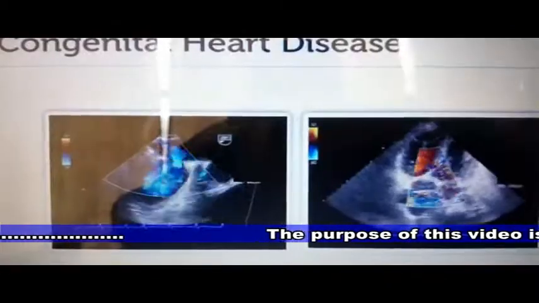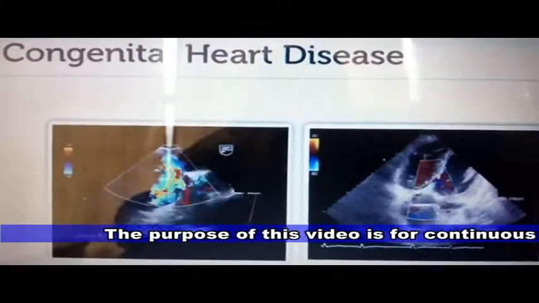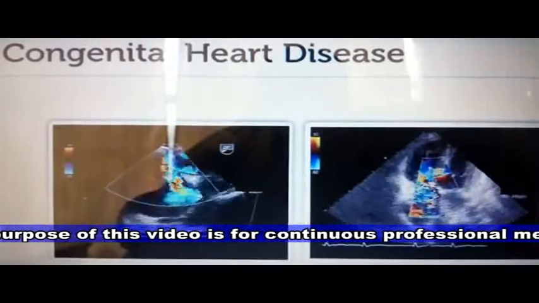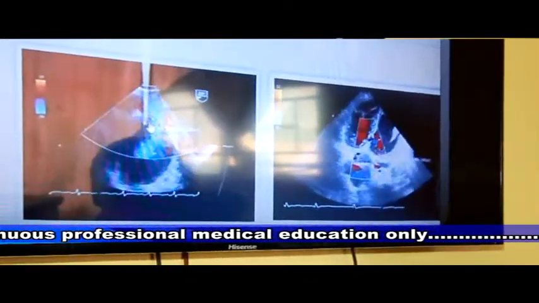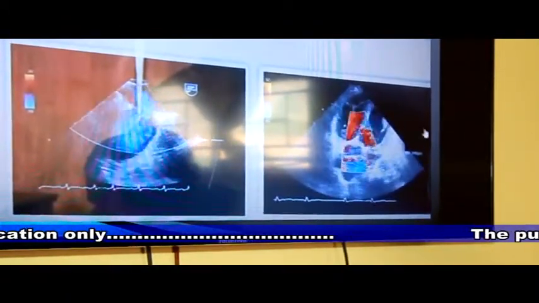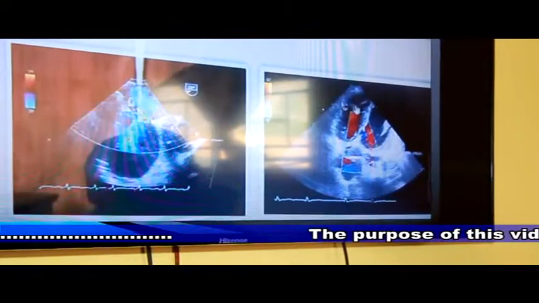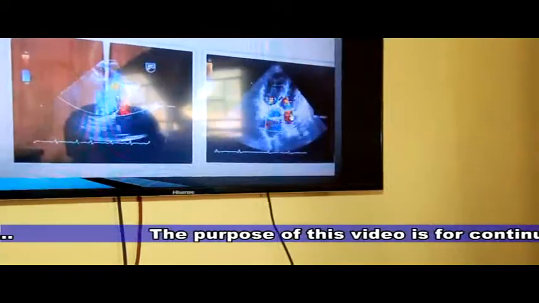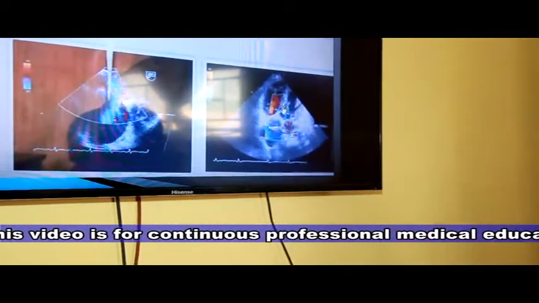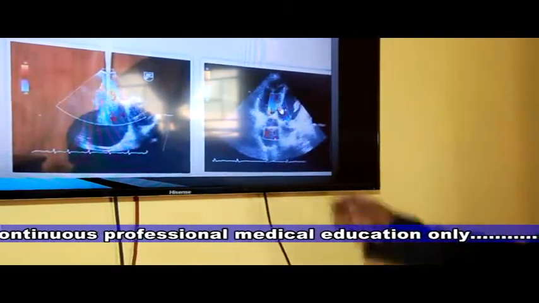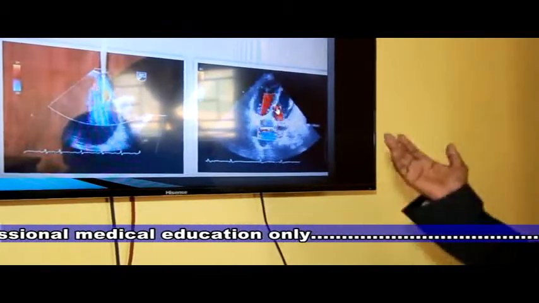Like in this case, we can see that blood is moving from one chamber to another because there's a hole. There's actually a hole here, where we see the blue flow or turbulent flow from one chamber to another, and also here, which is showing flow from the left ventricle to the right ventricle through the VSD, or ventricular septal defect. So that one can cause pulmonary hypertension. So it can be a congenital cause as well.